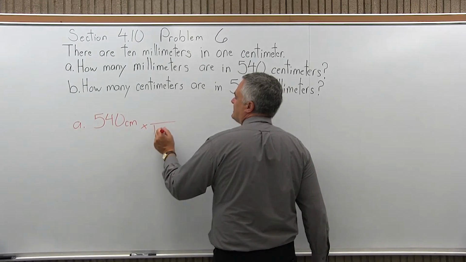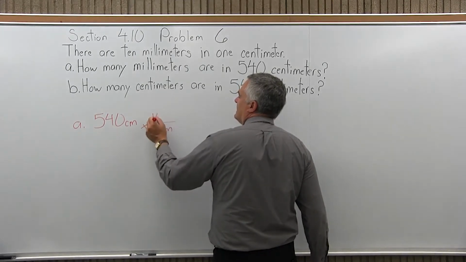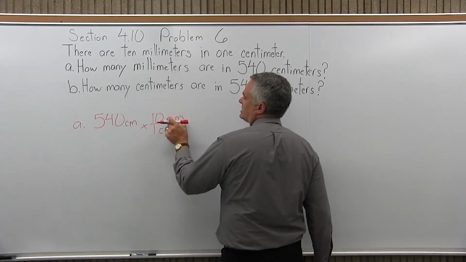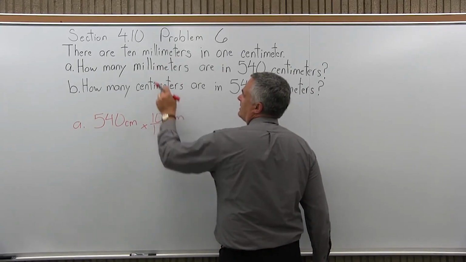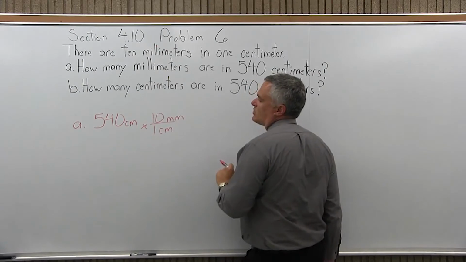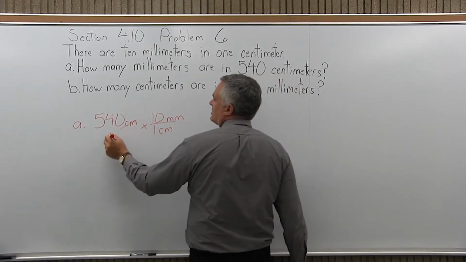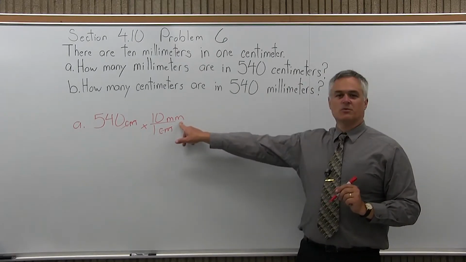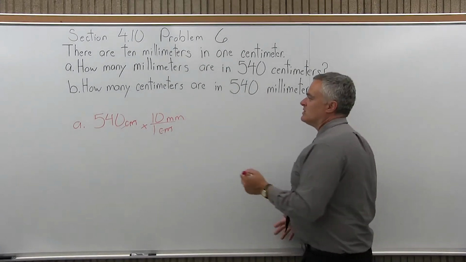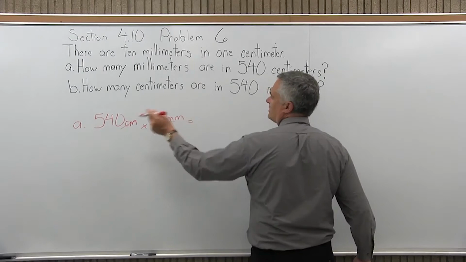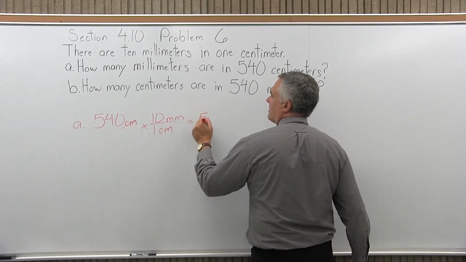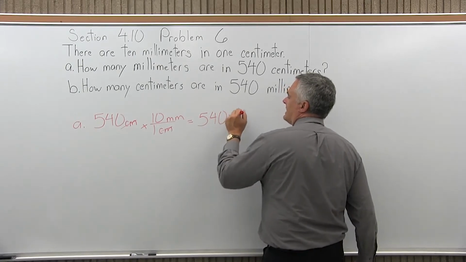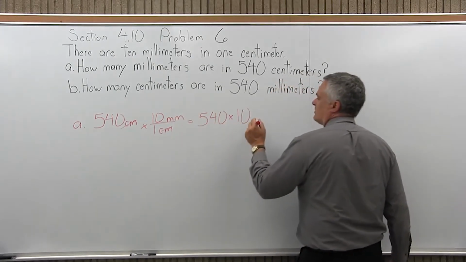So we said 1 centimeter is equal to 10 millimeters. The standard abbreviation is mm for a millimeter, and I'm getting that from the given information on the top. So now centimeters in the numerator will cancel with centimeters in the denominator, leaving me with millimeters as my units of measure. So for my computation, I have to do the 540 times 10, and my units of measure will be millimeters.